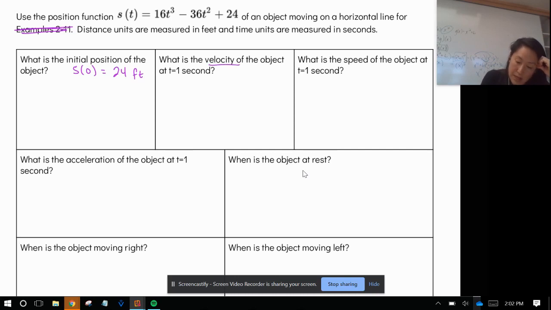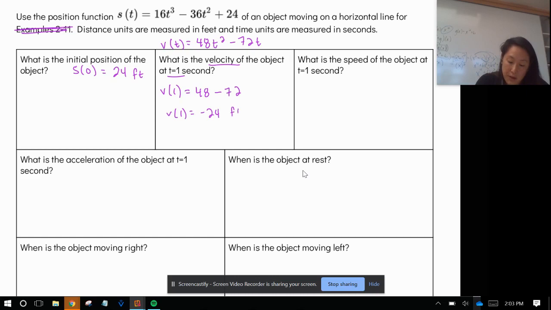Next, we're looking for velocity at time 1, so v of 1. I'm going to find the velocity equation, which is just the derivative of the position. So 16 times 3 is 48t squared minus 72t. I will plug in 1: 48 times 1 squared minus 72 gives me negative 24 feet per second, because it's a velocity.